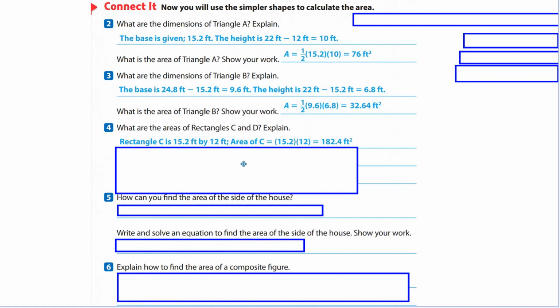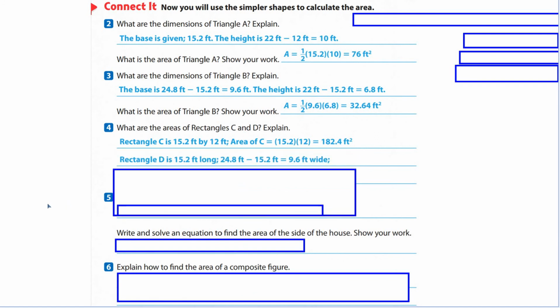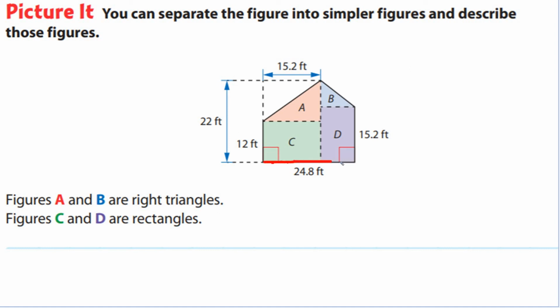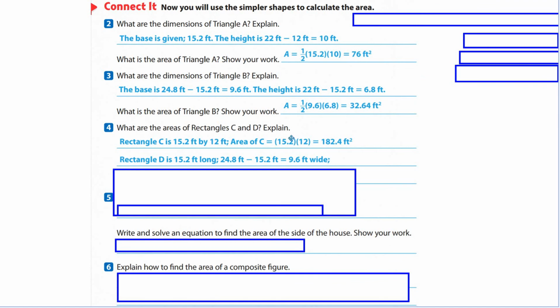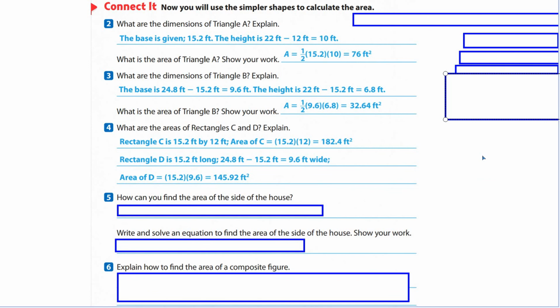Now let's look at the next rectangle. Rectangle D is 15.2 feet long, and then it's 24.8 feet minus 15.2 feet, which is 9.6 feet wide. Let's look at that for a sec. So you have the whole base, which is 24.8 feet, and why do you subtract 15.2? Well, because this length, as you know, is 15.2. So basically, let's do a different color here. What's this length right here? So you do 24.8, sorry about that, minus 15.2, and then you would get 9.6. Okay, and then the area of that, you would do the math. 15.2 times 9.6 will give you 145.92 feet squared.